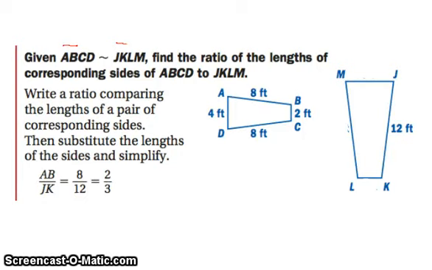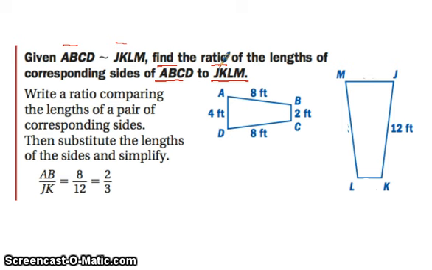What we're trying to find in this video is the ratio of the lengths of corresponding sides if we have two similar polygons. In this case, we have ABCD similar to JKLM. Now, what we said in our lesson yesterday is that you keep the letters in order. So we know that side AB is the one that is similar to JK.